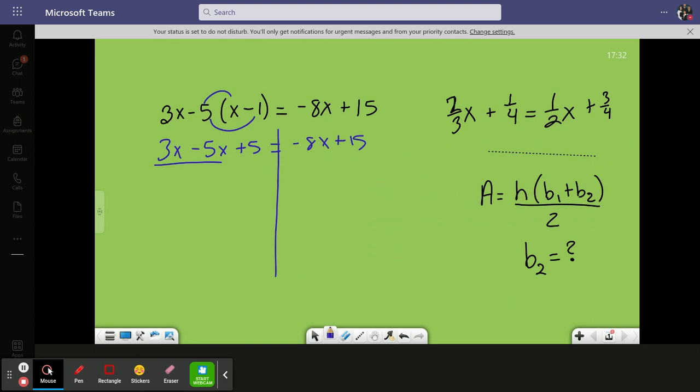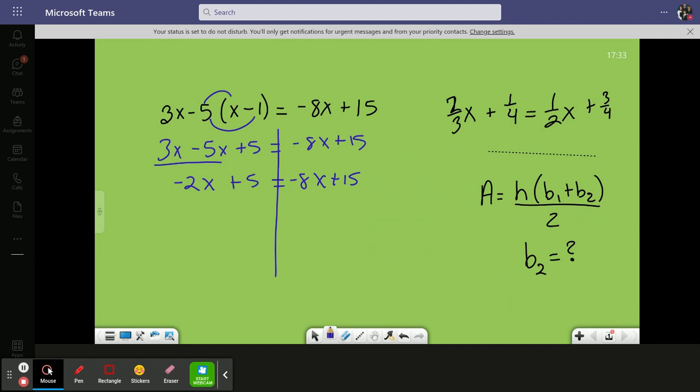Okay? So the reason I drew this line is because I want to talk about the difference between my like terms being on the same side and being on opposite sides, right? When they're on the same side, I can just put them together. 3x minus 5x is going to give me a negative 2x plus 5 equals negative 8x plus 15, right?